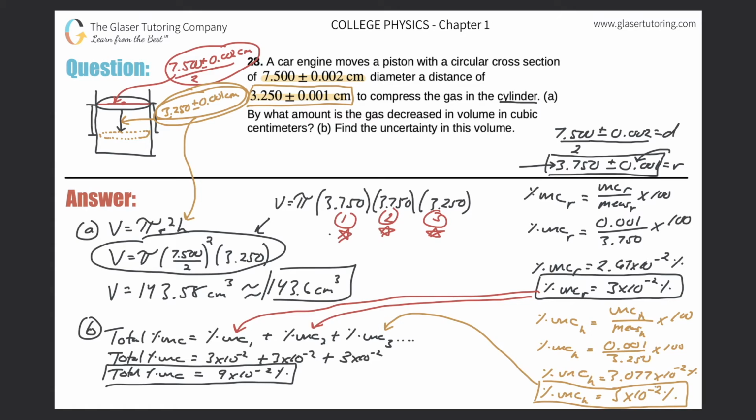What I'm now going to do is I'm going to take my measured volume value and its associated percent uncertainty and basically put them together. So I'll do that here at the bottom. So basically I could write this, 143.6 centimeters cubed, right? Plus or minus 9 times 10 to the minus 2%. Now that would be fine if they wanted it in percent uncertainty, but they don't. They want to find the uncertainty. So what we need to do is we need to take this percent uncertainty and just convert it into the uncertainty in the measurement. So how do we do that?